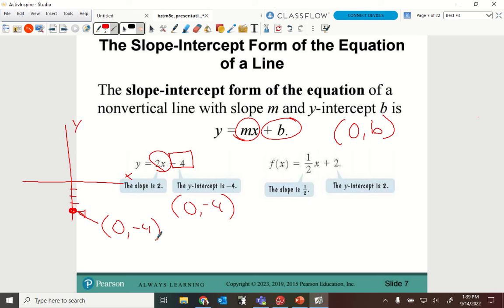So the coordinate location for the y-intercept is always going to be 0, comma b. Whatever the b is that you have there, that's where you get that from. Does that make sense? Okay, so we could write it as a coordinate.